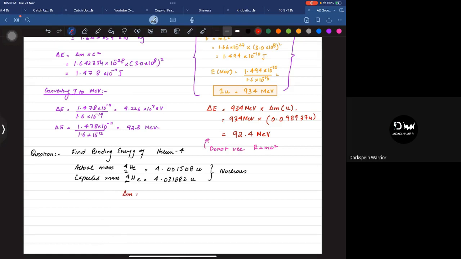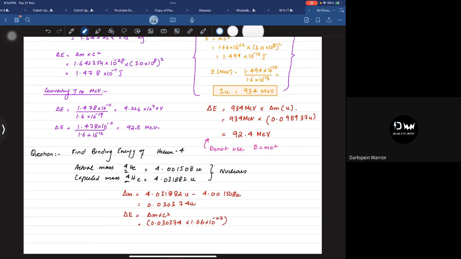Now, just find the change in mass, please. Expected mass minus the actual one. Then this will be 0.030374 U, and finally find the binding energy by using this: 0.030374 times 1.66 times 10 raised to minus 27, and then multiply that by 3.0 times 10 raised to power 8 whole squared, and then just divide this by the value of mega electron volt. This will end up giving you 28.36 MeV, like that. So this is this small question.